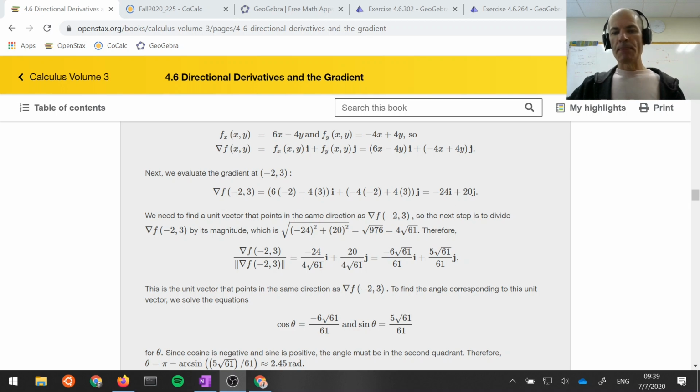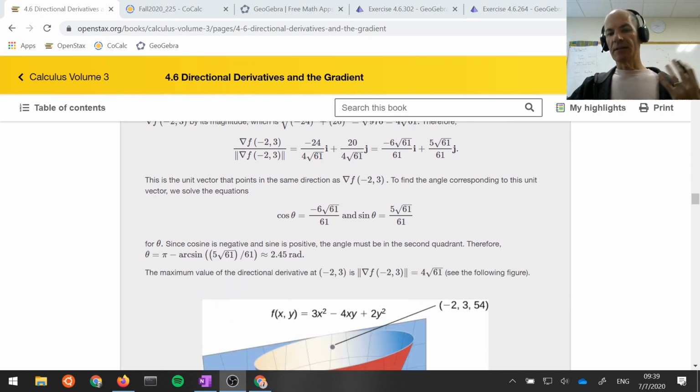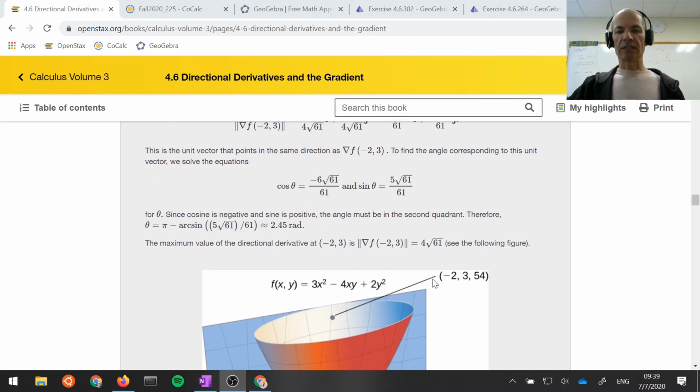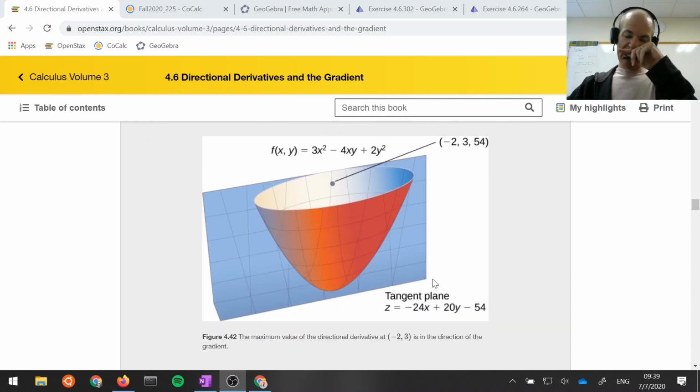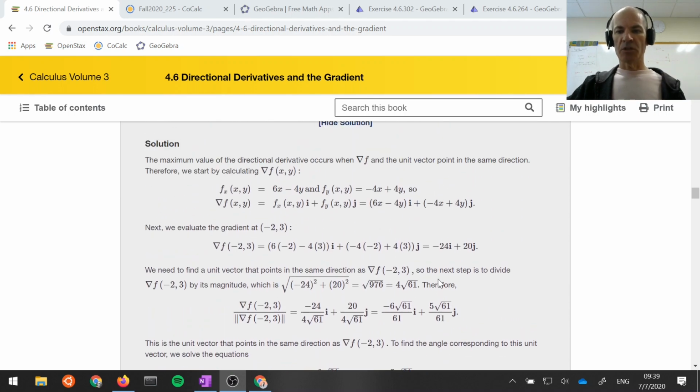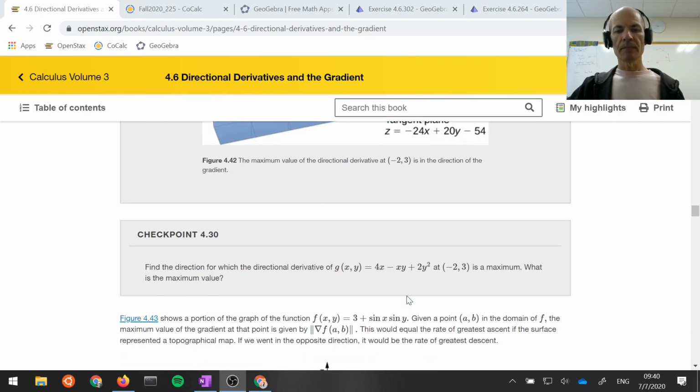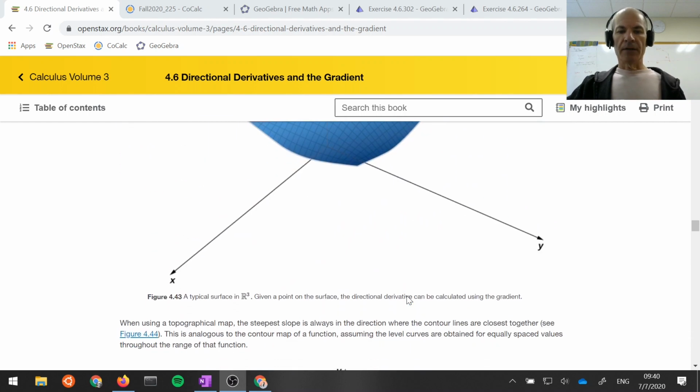which we get by just taking the square root of the sum of the squares. But we also happen to know that the magnitude of the gradient of f at -2, 3 is the rate of maximum change. So that magnitude is 4 root 61. This tells us how to move in the domain, which direction to move from the point -2, 3. We move in this direction. And if we move in that direction, we know that the surface will be increasing at a rate of 4 root 61. Cool. All right.